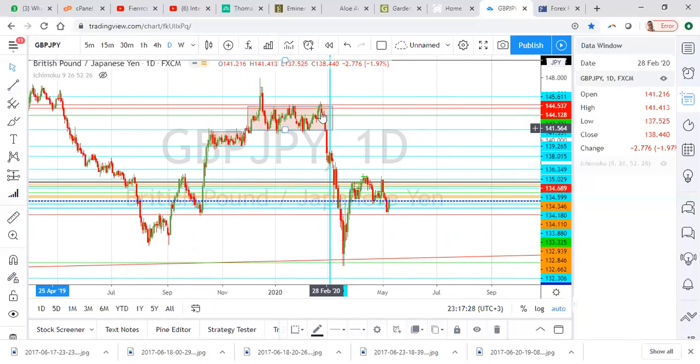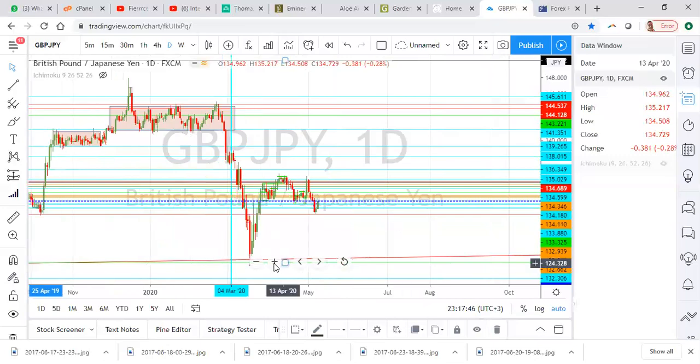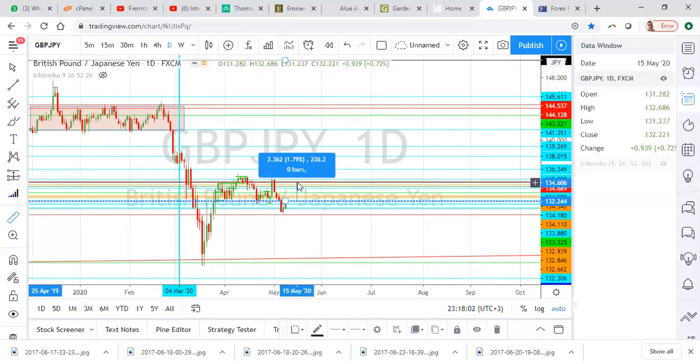So GJ was here, came down, 4th March, went up to this channel, came down. So it looks like GJ is on its way possibly up, right? But there seems to be a push down as well. But I have a bias for an uptrend right now. So if I measure those pips, that's basically 242 pips.